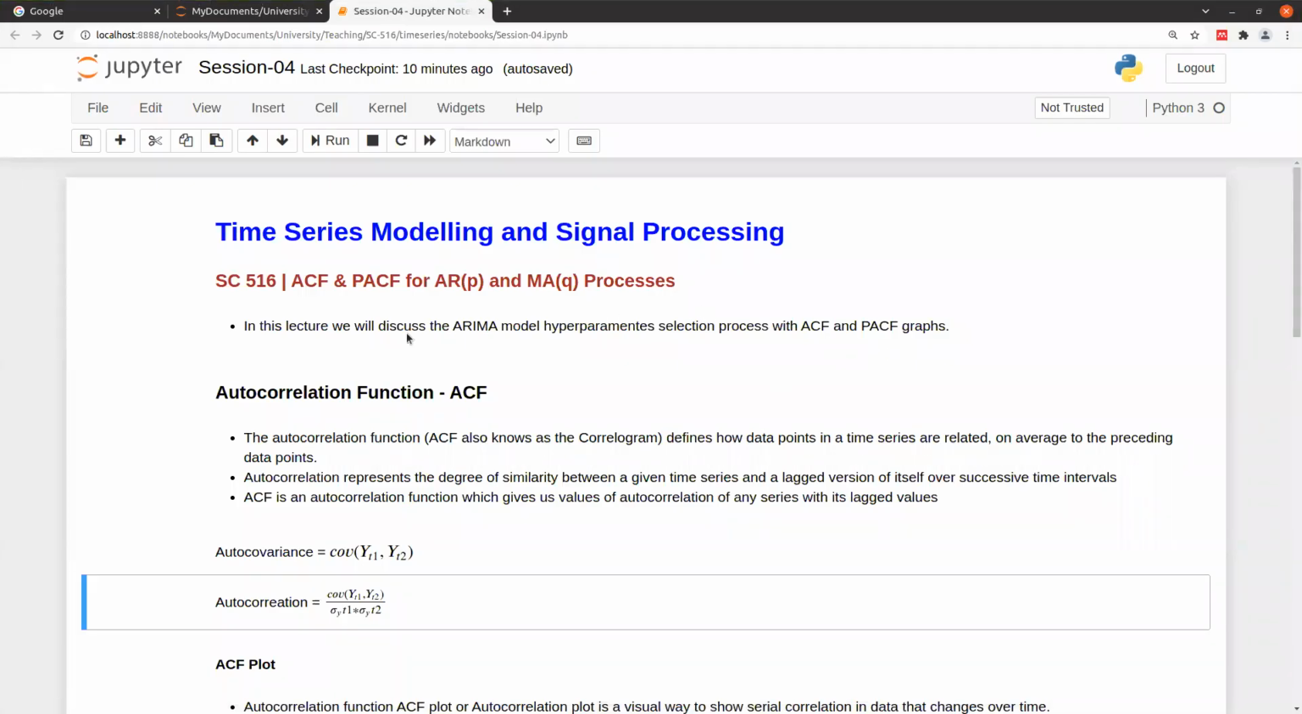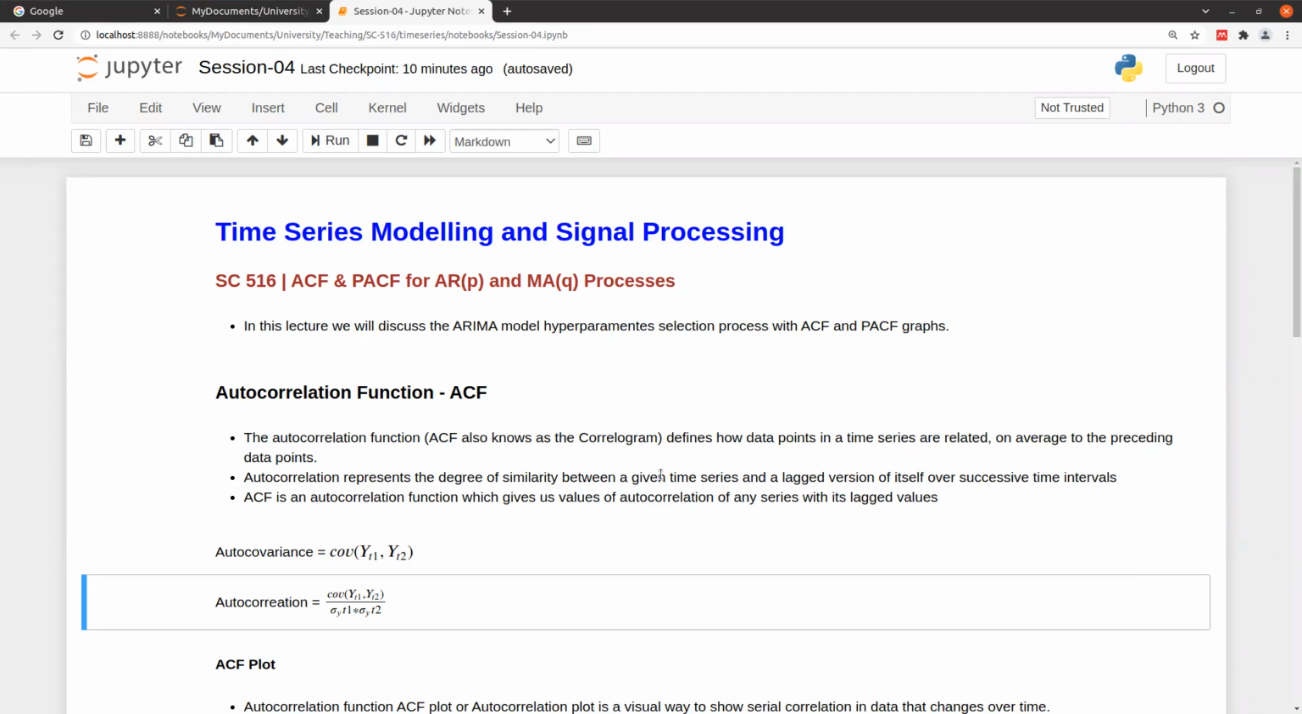Hi everyone, this is our fourth session on time series modeling and signal processing. In this session, we are going to discuss the ACF and PACF functions and their graphs with respect to the AR model and MA model.